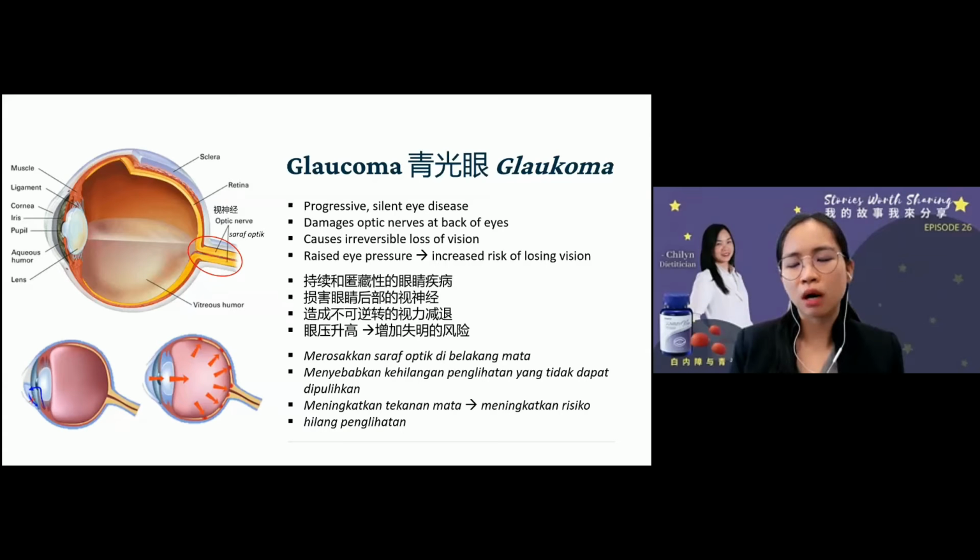As for glaucoma, if we don't treat it ASAP and delay its degeneration, or if we don't treat this gradual vision loss, we might actually end up blind if we don't treat it in time. So we might lose our eyesight.